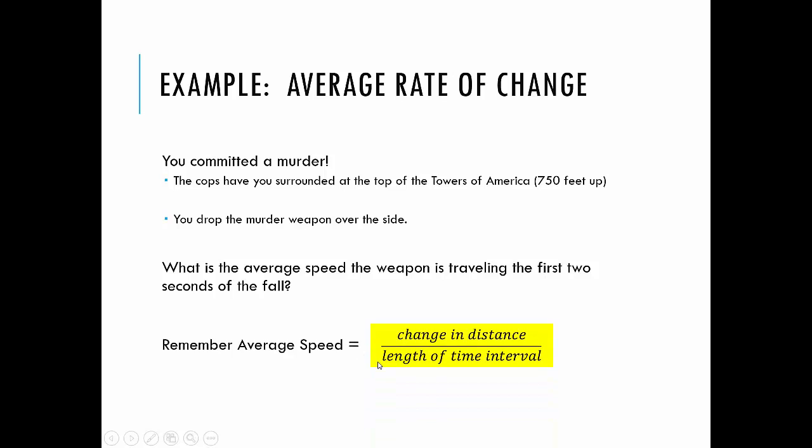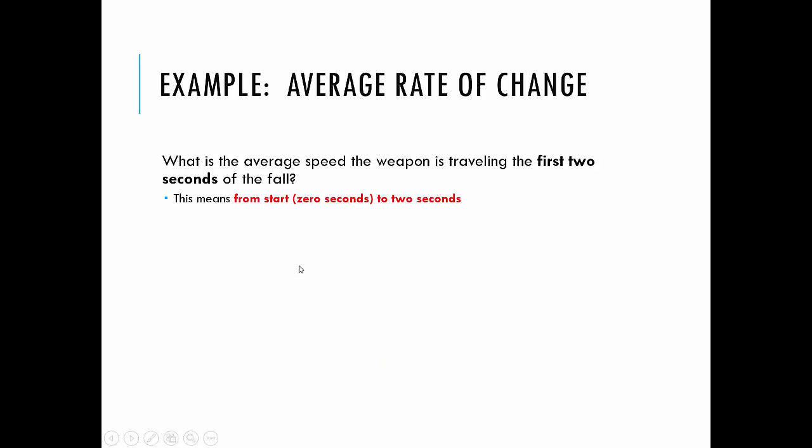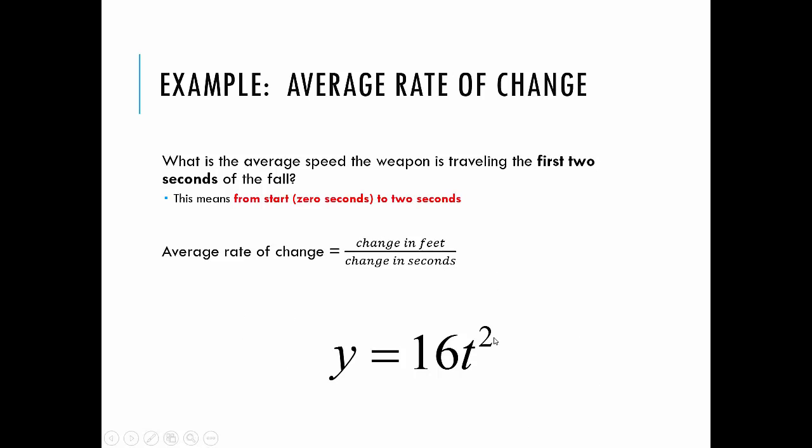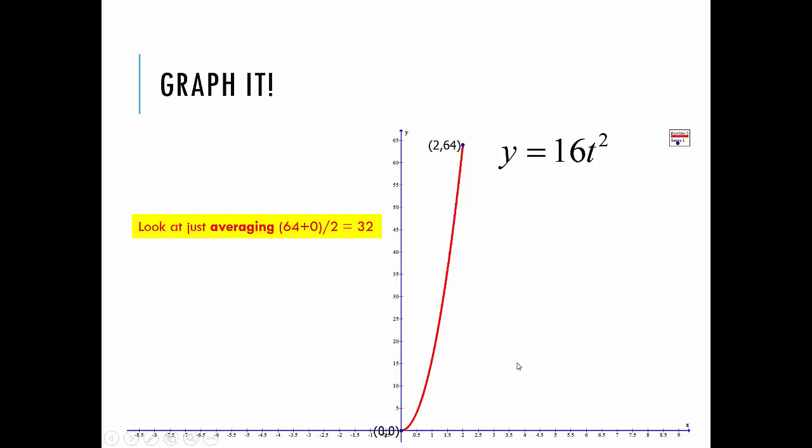Average speed, average rate of change, the change in distance over the change in time. So in other words, if I want to know the average speed the weapon is traveling the first 2 seconds of the fall, I would start from 0 and go to 2 seconds. So I'd take my average rate of change in feet over the change in seconds. Well, the equation I'm dealing with is this Galileo one, where y is my feet and t is my time.